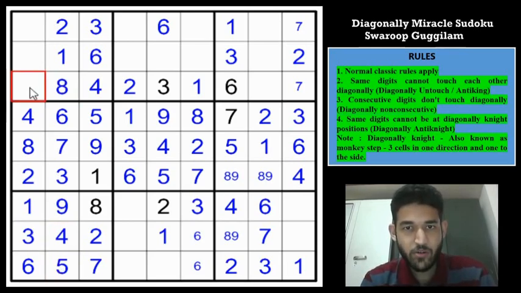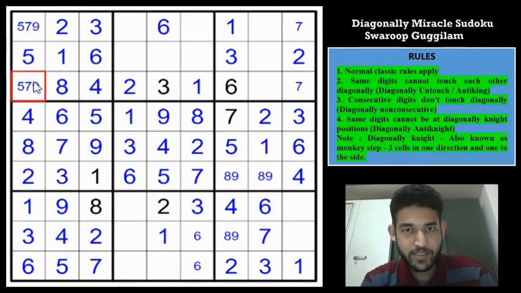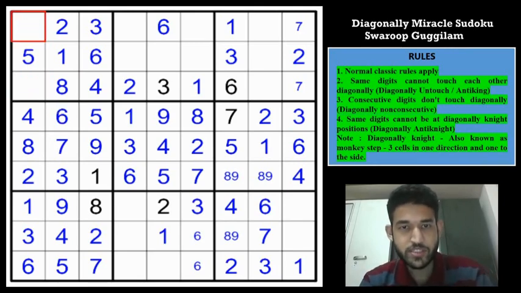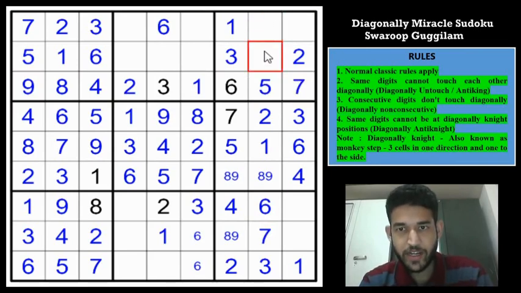This is an 8 and this must be 5, 7, 9. Sorry, this must be 5, 7, 9, 5, 7 and 9 and 5, 7, 9. But this is diagonally consecutive, so this would be a 5 and this is not a 7 because 6 and 7. So this is a 7 and this is a 9. And 1, 2, 3, 6, 4, 8, 9, remaining are 5 and 7. So we can place them. And this 7 gives us a 5 here and a 7 here. And remaining are 4, 8 and 9.